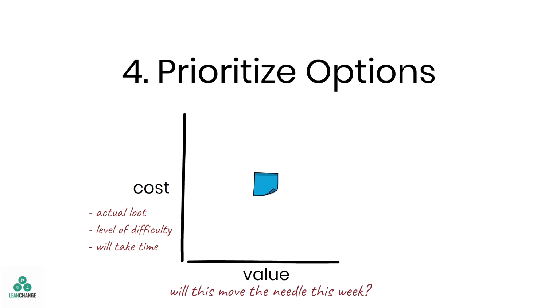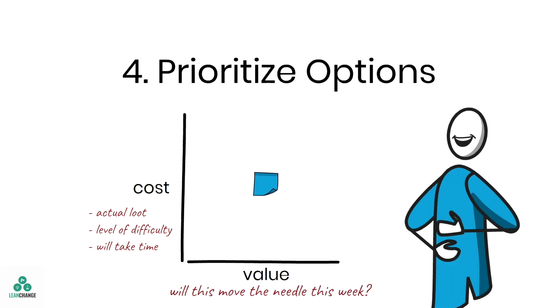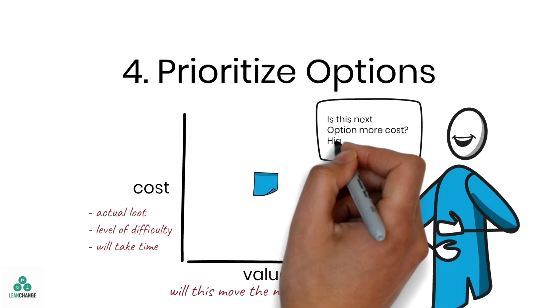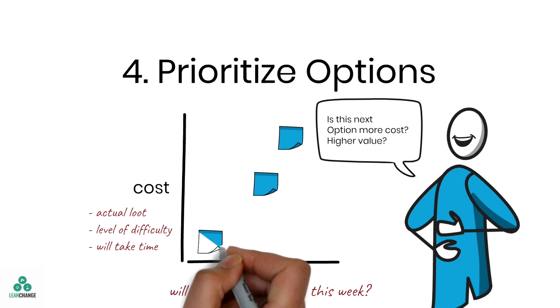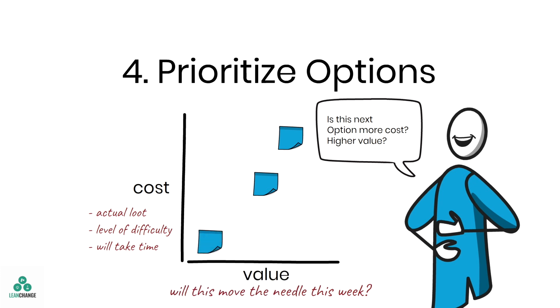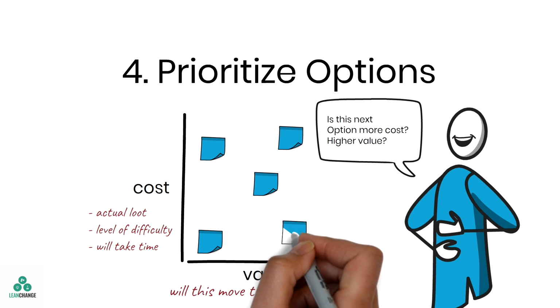Start with one option and have the star arrange the rest of the options in relation to the first one. For example, when prioritizing the second option, ask the star if this option is more or less valuable and if it's higher or lower cost. Repeat this until all of the options are up on the chart.